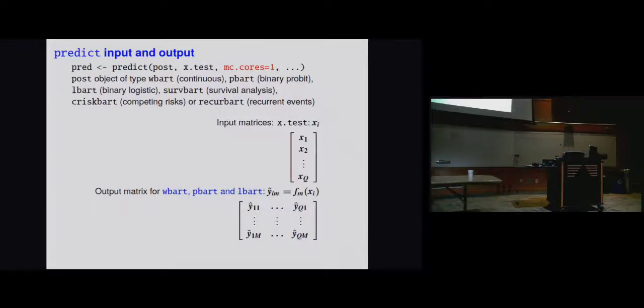Well, I forgot to mention, now it's X test, because these are different than the training settings. You've already got estimates at the training values. Now you want estimates somewhere else. So that's the point here. You can predict at any value, and you're going to get the same sort of matrix back.